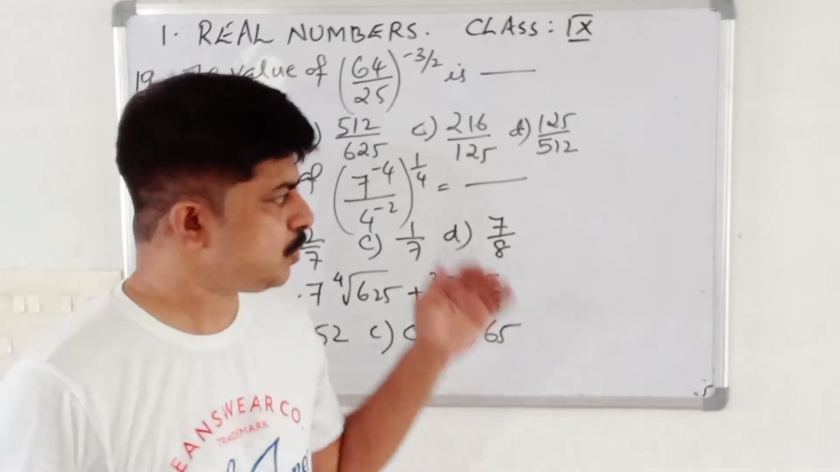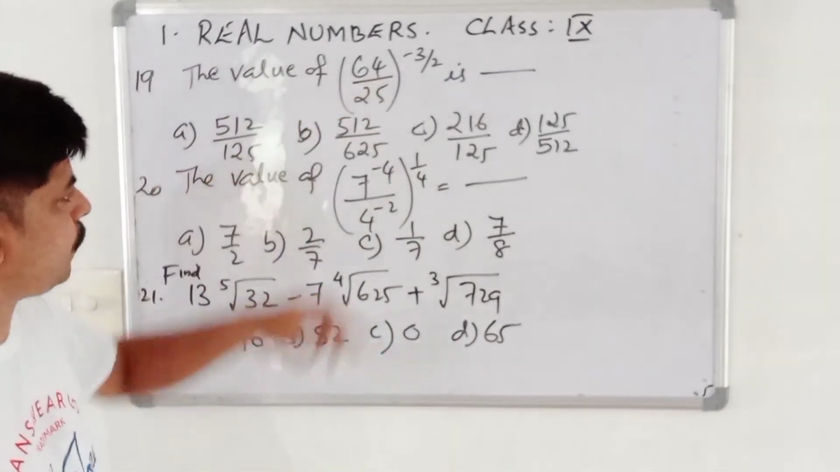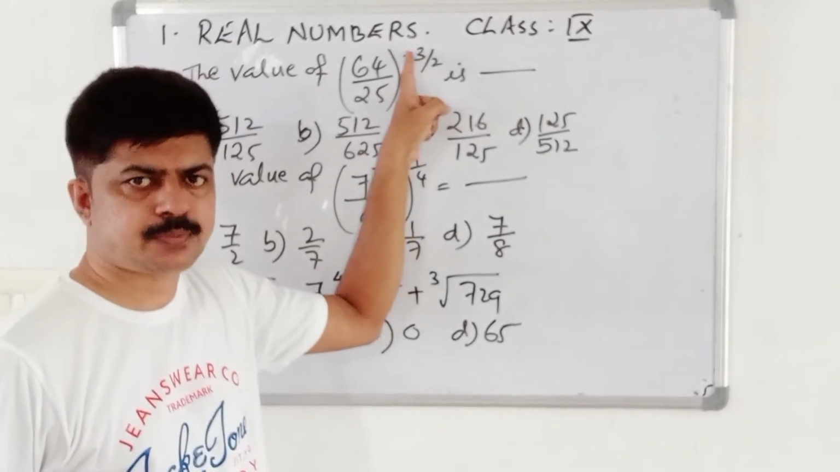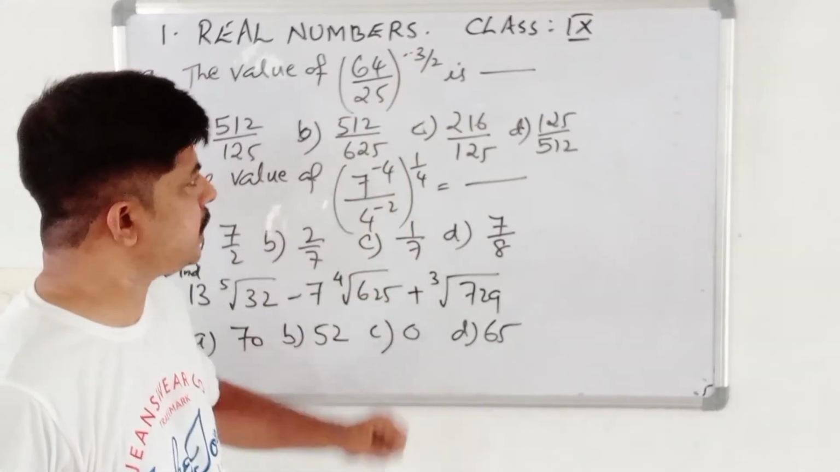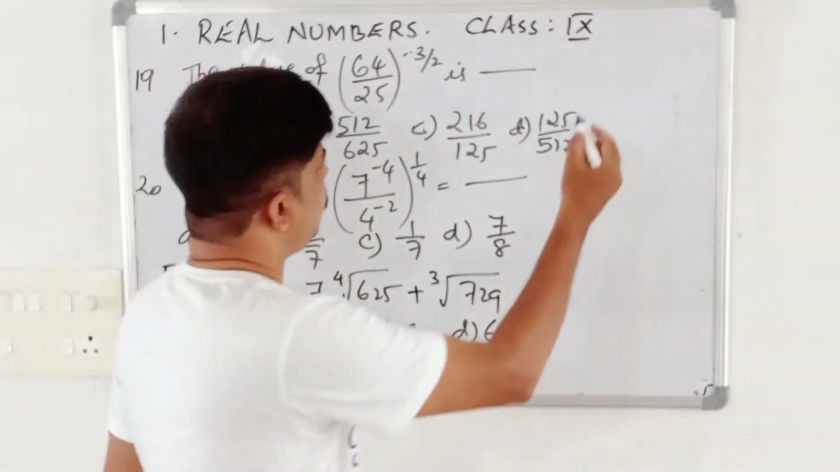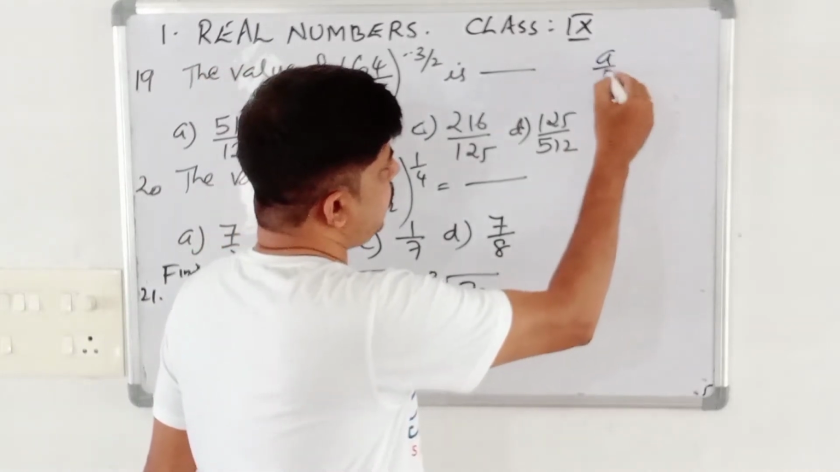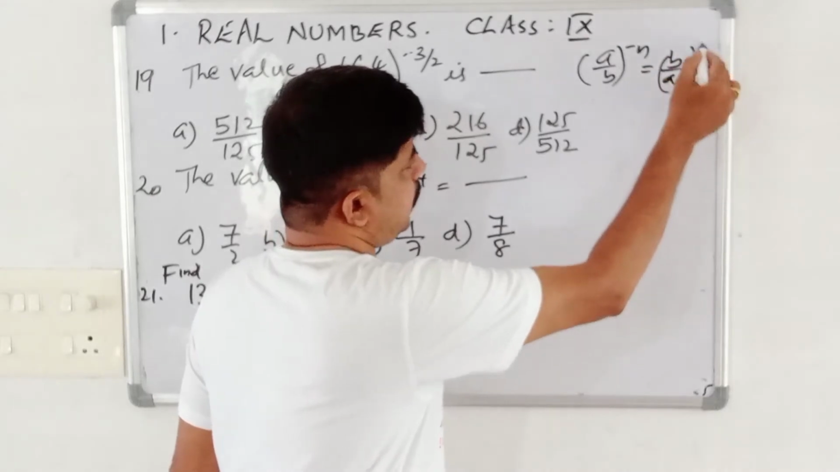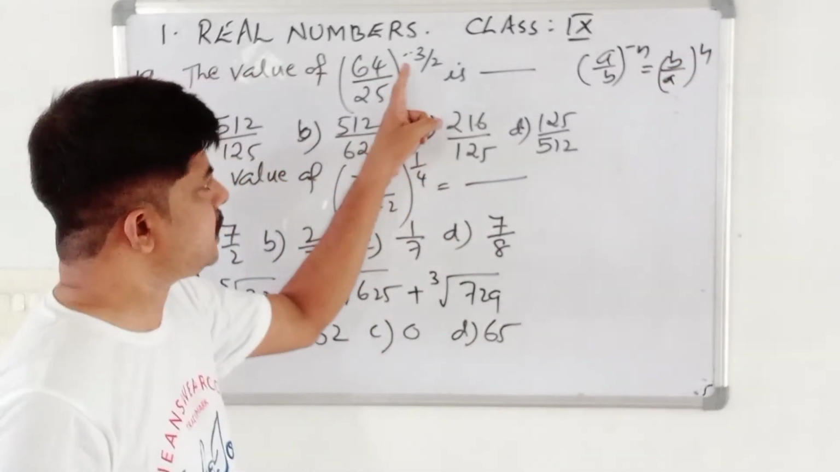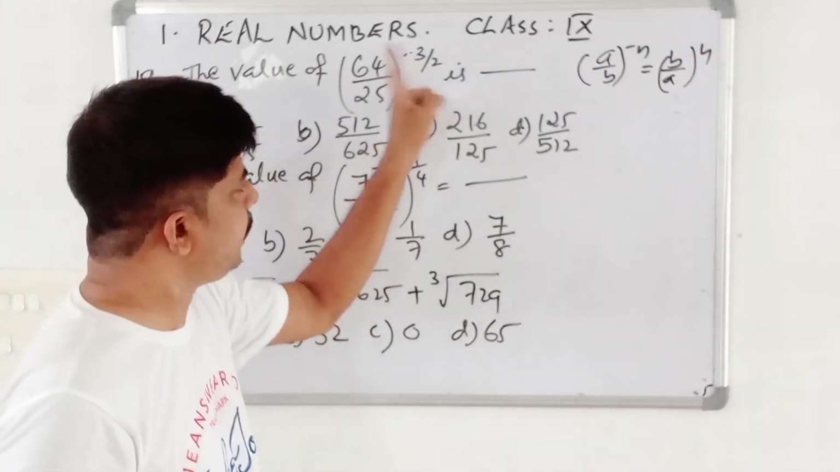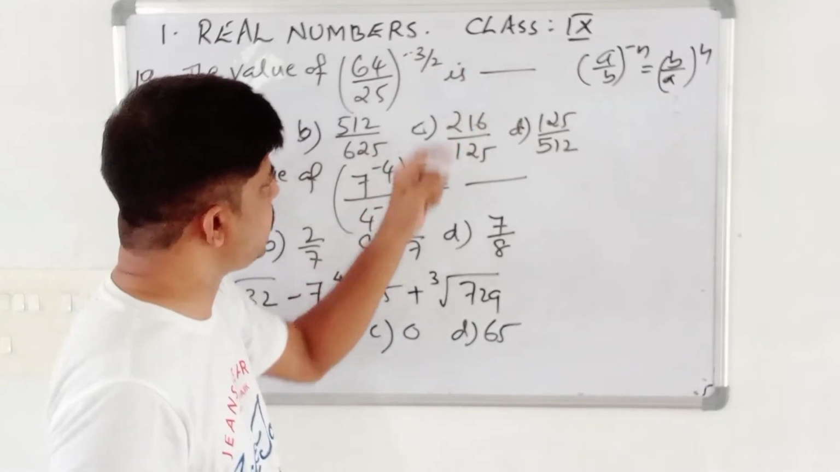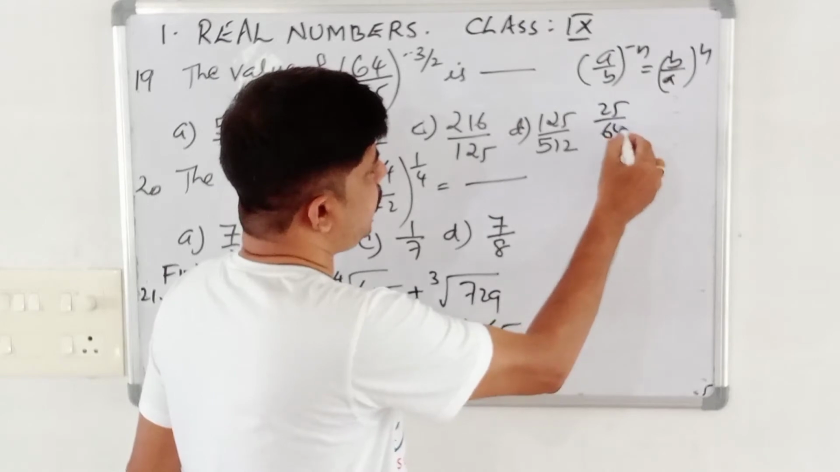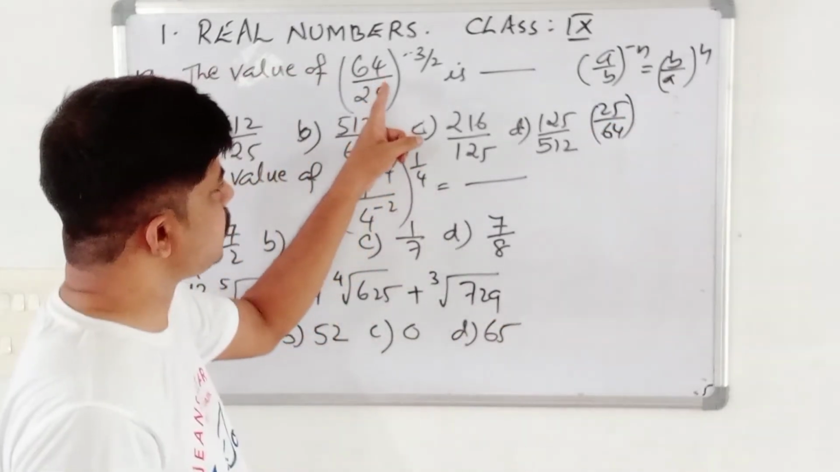We have our next question. The value of 64 by 25 whole raised to negative 3 by 2. Here we have the negative exponent. How will you change the negative exponent? We have the law: a by b whole raised to negative n can be written b by a whole raised to positive n. This negative power should be made into positive. Therefore 64 by 25 can be written as 25 by 64. We will take the reciprocal.